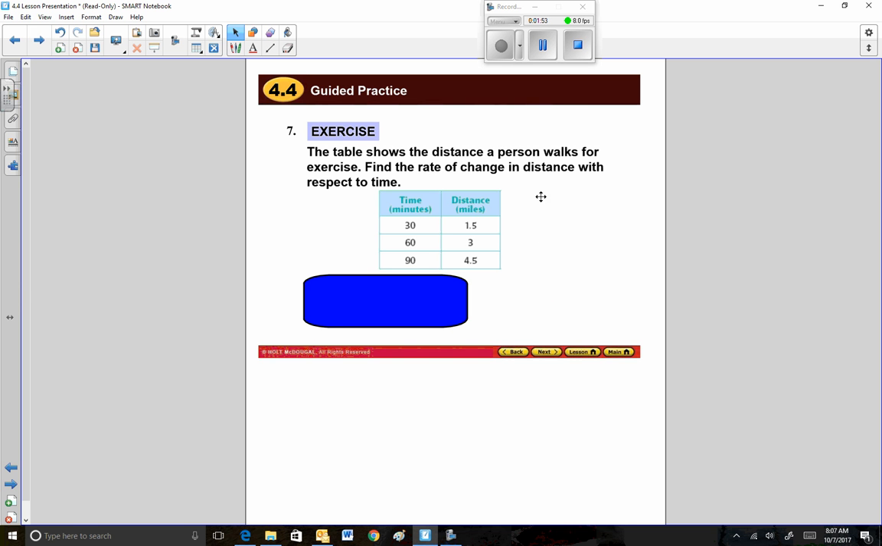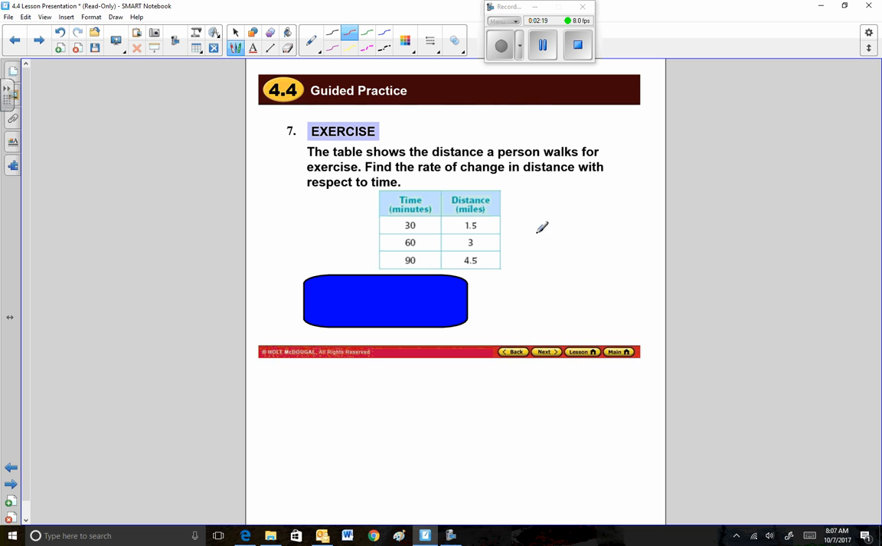Let's have you guys try this. The table shows the distance a person walks for exercise. Find the rate of change in distance with respect to time. Distance is your y with respect to time. So they're basically asking you for the slope. Find the change. All right. Pause your video, give it a try. Welcome back. Let's take a look.